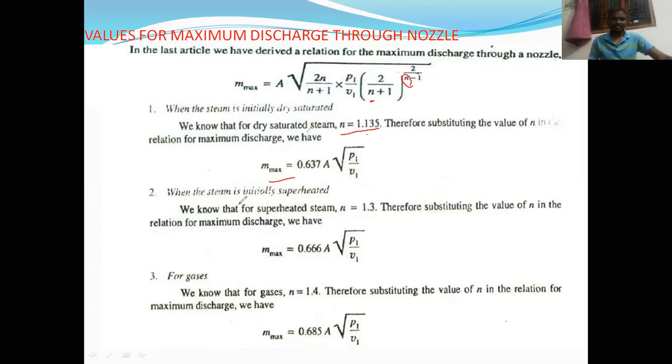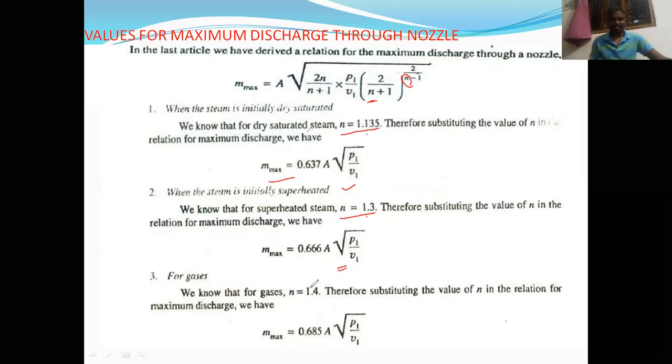And this is when the steam is initially superheated. For superheated steam, the index value will change according to the condition of the steam. If it is dry saturated, n will be 1.135. If it is superheated, n will be 1.3. If you substitute n as 1.3 in the formula, you will get m max is equal to 0.666 a into under root P1 by V1. This is the m max formula for the superheated steam.